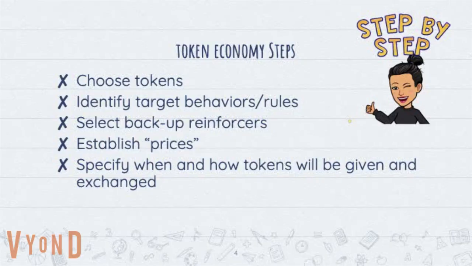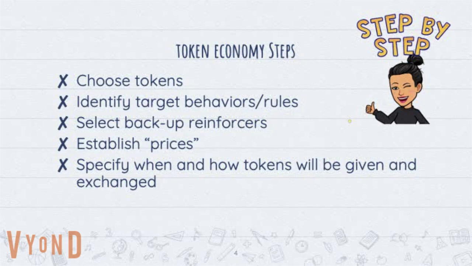The steps to creating a token board include 1. Choosing the tokens. Some things you can use are stickers, a token board, points, tally marks on a piece of paper, pennies in a jar, or checkers.